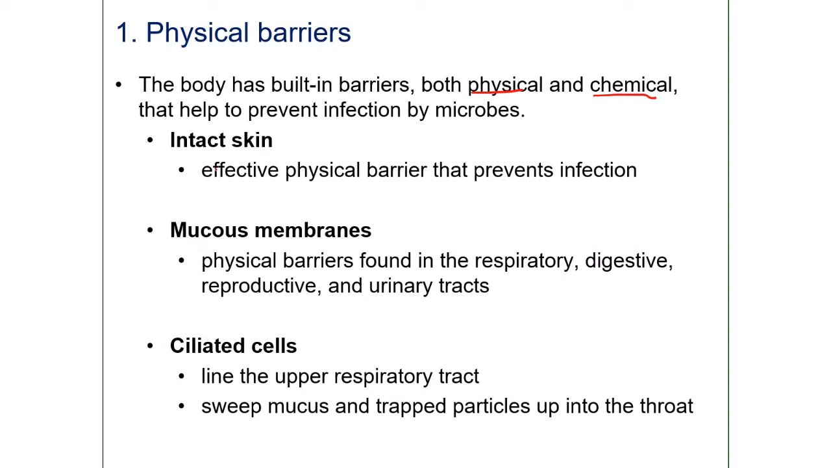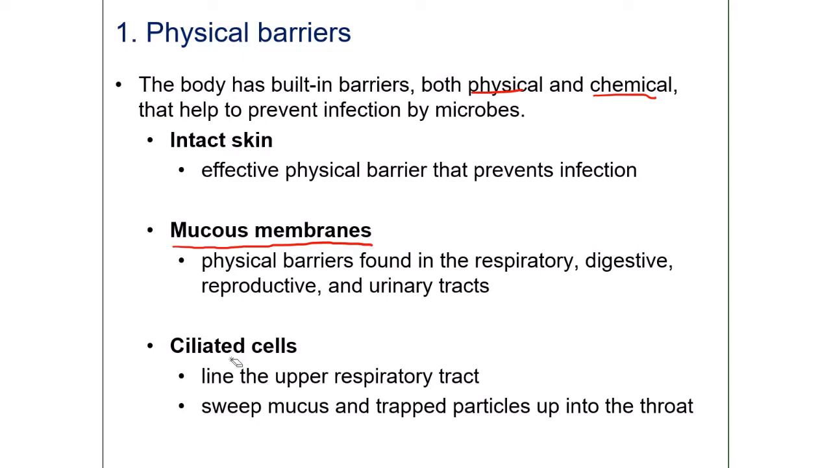Where skin is not possible, the substitute for that is mucous membrane. This would be found, for example, on the inside of your mouth, found in the respiratory tract, digestive tract, reproductive tracts, as well as urinary tracts. So the mucous membrane serves the same purpose as the skin. It's just that it doesn't make sense to put skin in these areas. So the alternative to it is the mucous membrane.